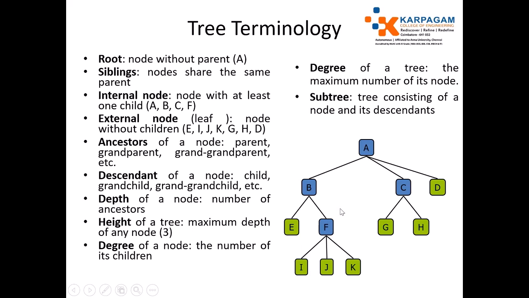Next one is subtree. A subtree consists of a node and its descendants. For example, the subtree for A has a left subtree, a middle subtree and a right subtree, because it is a multi-way tree. It is not a binary tree. A binary tree is a tree in which each node possesses at most 2 children.